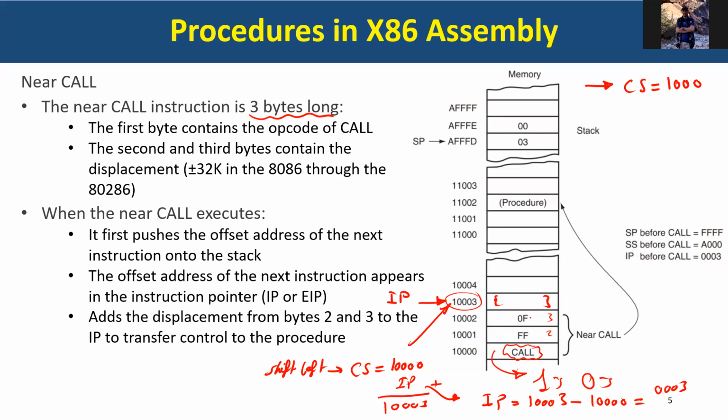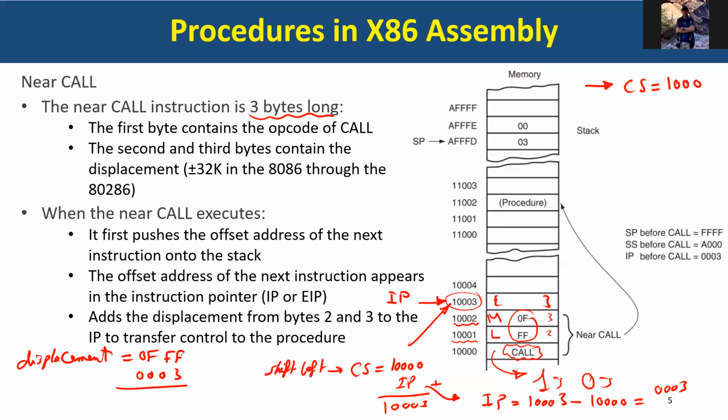And here is the displacement. So the displacement is 0FFF. And remember, 0F is the most significant because this is the higher address, and FF is the least significant because this is the lower address. So the new procedure address can now be deduced as follows. If you want to know the physical address of the new procedure, just add these together. So 0003.